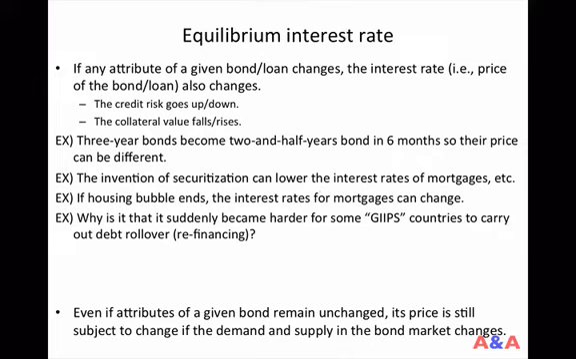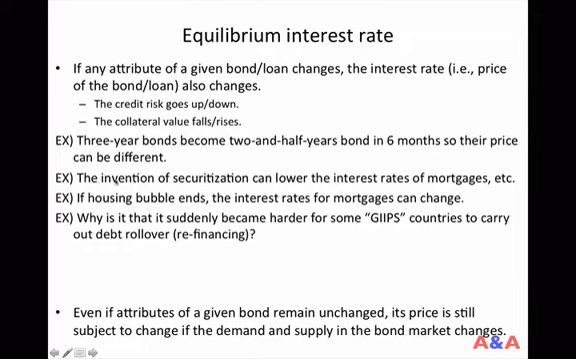Similarly, if any of the attributes of a given bond or loan contract changes, then the implied interest rate, or equivalently the price of the bond or loan, also changes. For example, if the credit risk goes up or down, or if the collateral value falls or rises, then all these things can affect the implied interest rates of the loan contract, or the value of the bond or loan contract. For example, 3-year bonds become 2.5-year bonds in 6 months, so their price can be different, because the time to maturity is different.